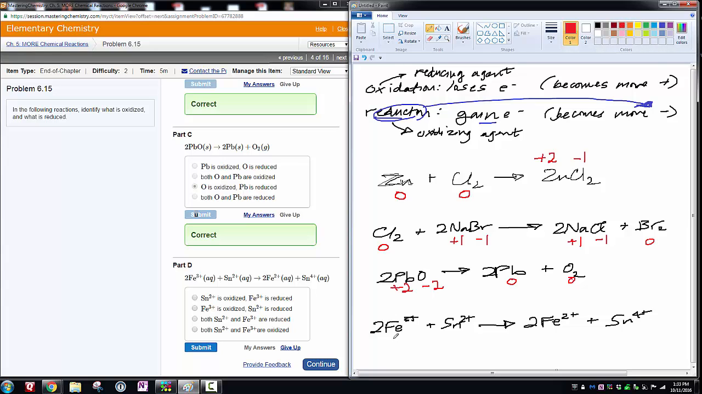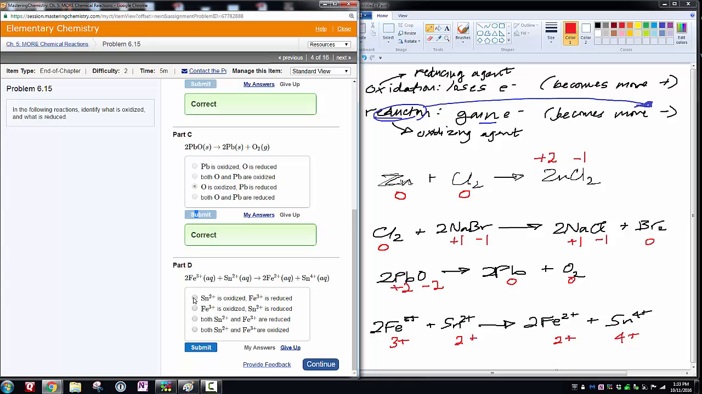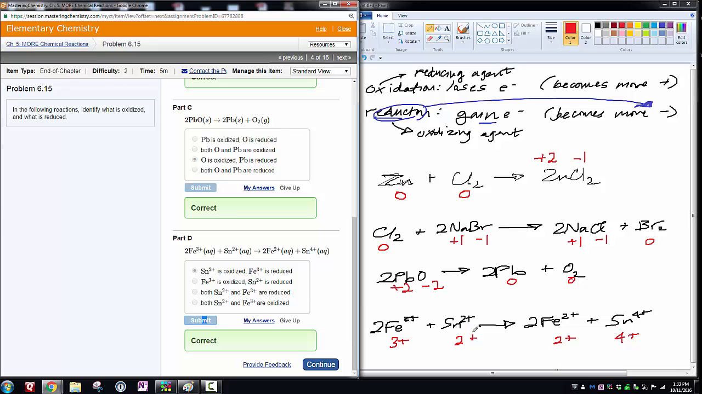So this then has an oxidation number of +3. This one has an oxidation number of +2. This one has an oxidation number of +2. This one has an oxidation number of +4. And then you can see the Fe went from +3 to +2. So the charge went down, it was reduced. And the Sn went from +2 to +4. The charge went up, it was oxidized. So this was nice because we don't have to deduce the charges like we kind of had to do with some of these other ones. It just gave you the charge.